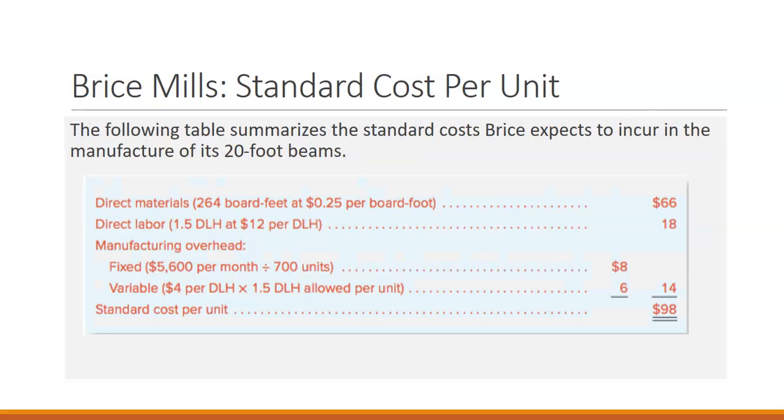So we see on this slide our standard cost per unit: $66 in direct materials, $18 in direct labor, and $14 in manufacturing overhead. So our standard cost per unit is $98 per 20-foot beam. We'll look at the comparison to actual in the next video.